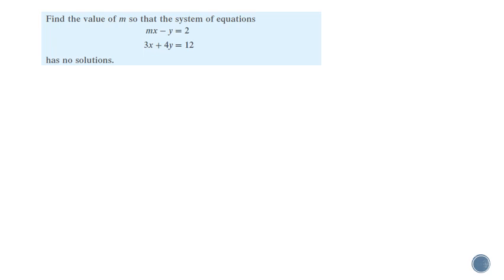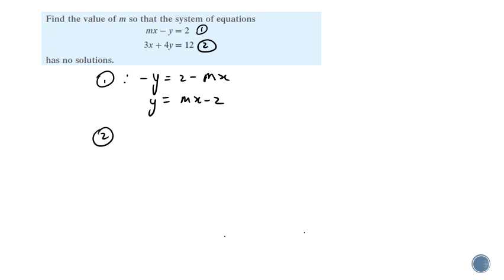Find the value of m so that the system has no solutions. So if you look on the first equation, we need to rearrange it and find what m is. So let's just rearrange these. So for part 1, I'm going to rearrange it so that we have negative y equals 2 minus mx. So then we get y equals mx minus 2.